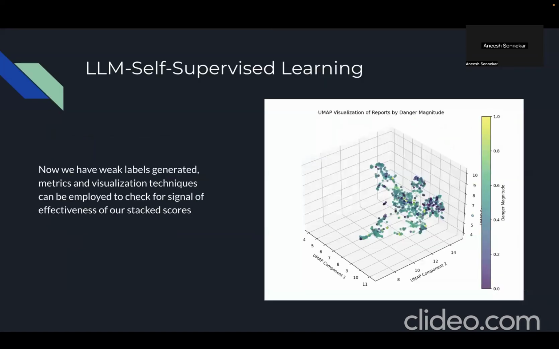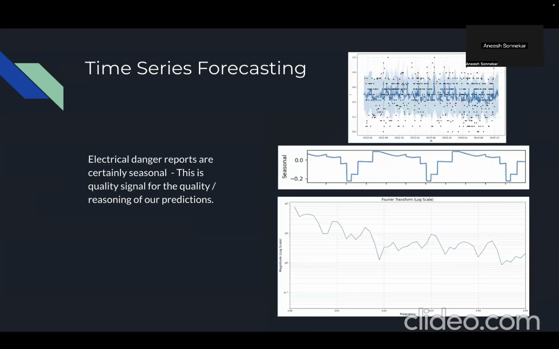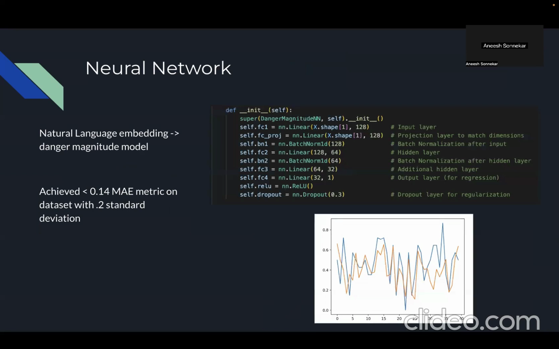To visualize these labels, one thing we used was UMAP. So here's a 3D representation there. Another signal for the quality of our output is time series forecasting. So we know that electrical danger reports are very seasonal. Summer months are worse. And we can see here that there's definitely some circularity and some seasonality in our predictions. This is a good signal.